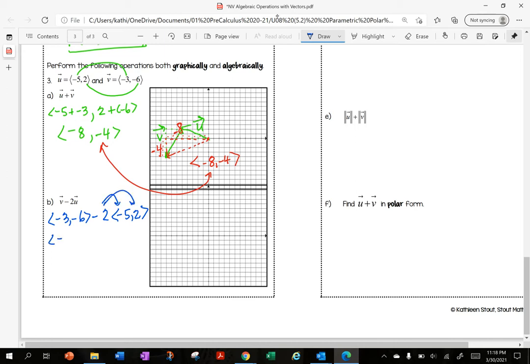So I have negative 3, negative 6, and negative 2 times negative 5 is positive 10, and negative 2 times positive 2 is negative 4. So now I'm going to add the horizontal to the horizontal. So negative 3 plus 10 is negative 7. And negative 6 plus negative 4 is negative 10.